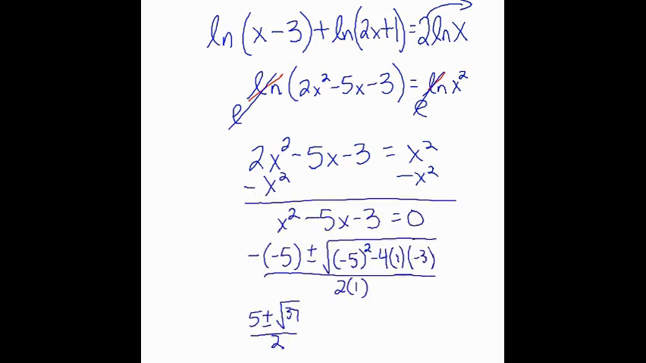So 5 minus root 37 over 2 would be a negative number. So if we're plugging that in, we can see we'd get a negative number here. If you're not okay with complex number outputs, then we exclude that solution. Otherwise, this is our final answer.